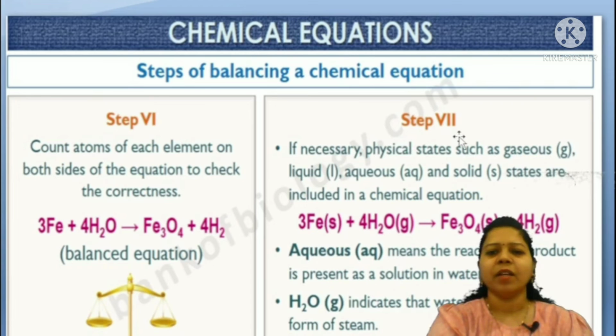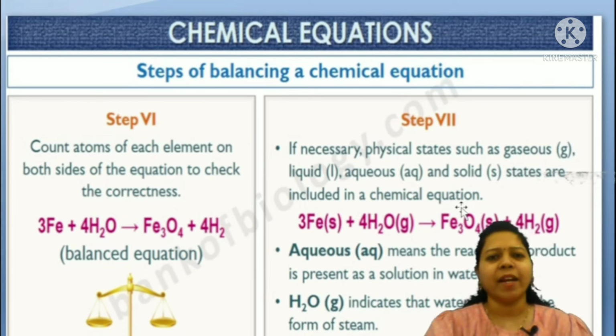Now step 7. If necessary, physical states such as gaseous, liquid, aqueous and solid states are included in a chemical equation. Now see, when we are writing any chemical equation, we need to know that chemical is in which form, in which state. To understand that, we need to write the state of that chemical in the bracket.